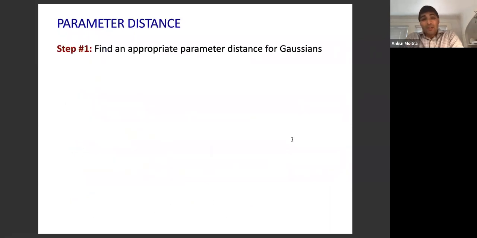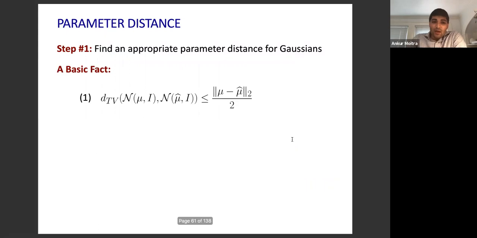Step 1 is very formulaic. It's kind of the only thing you can do. I want to find a parameter distance that's easier to work with than total variation distance. I argued when I set up the problem why total variation distance is the right thing, but now let's work with something that's a bit analytically easier to wrap our heads around. What I claim is that if you have 2 high-dimensional Gaussians and they both have the same identity covariance, the total variation distance between these 2 Gaussians is related to the Euclidean distance between their means.